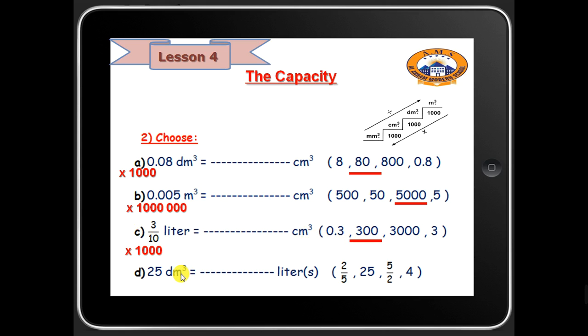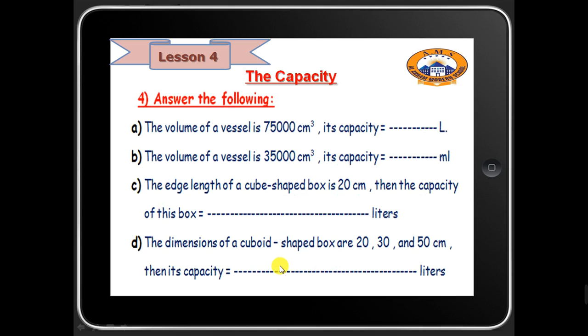The last one is a tricky one, but I want you to take care when you solve this exercise. As I told you, the cubic decimeter, it's also the liter. Here we have the same unit. So 25 cubic decimeter, it's also equal 25 liter, because they are the same here. Okay, let us have another exercise.